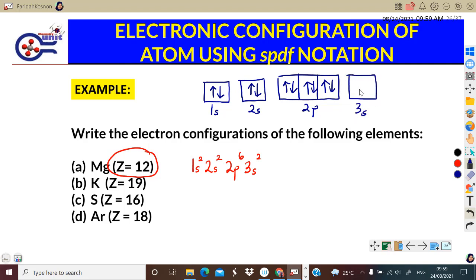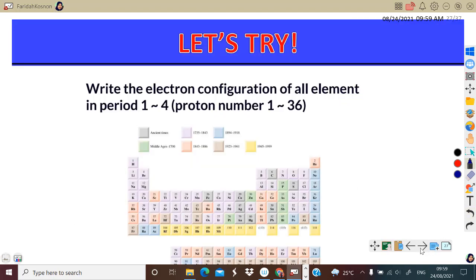Lepas 2p ikut above, kita akan isi 3s. Maksimum berapa boleh muat? 2. Berapa lagi boleh isi? 2. Jadi kalau you tengok 1s2, 2s2, 2p6, 3s2. Baiklah. Itu contoh. Saya bagi satu contoh sahajalah di situ ya. Sekarang kita pergi kepada yang ini, boleh buat sendiri ya untuk proton number 1 until 36.